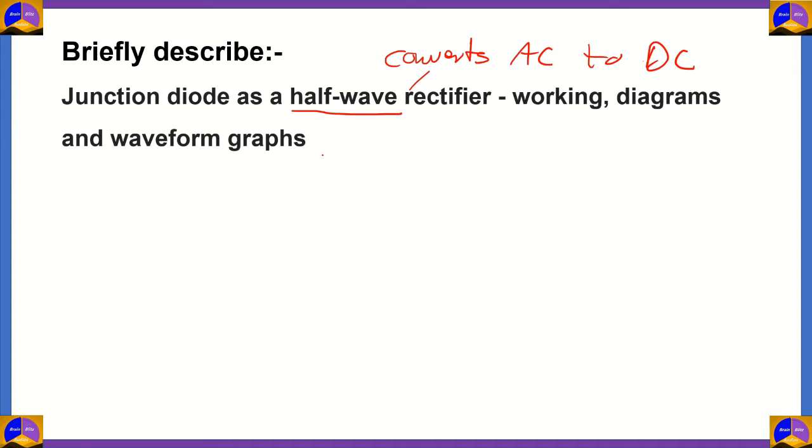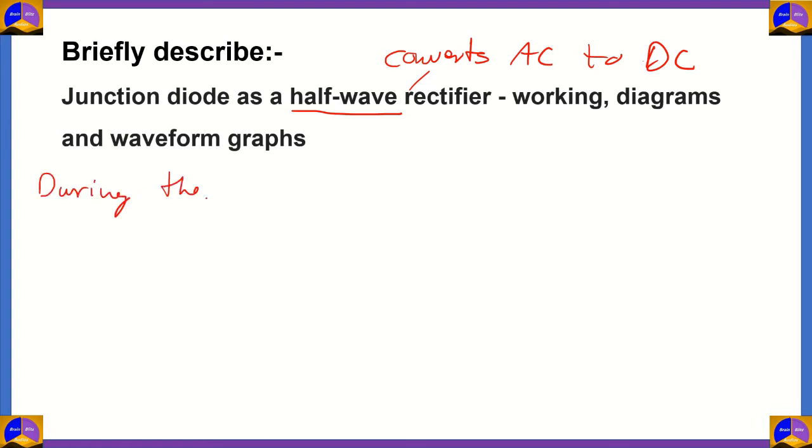A half-wave rectifier works on the principle of using one semiconductor diode. The resistance of the PN junction becomes low when it is forward biased and it's high when it is reverse biased. So let's look at the working of a half-wave rectifier.